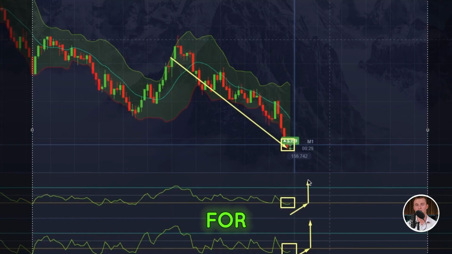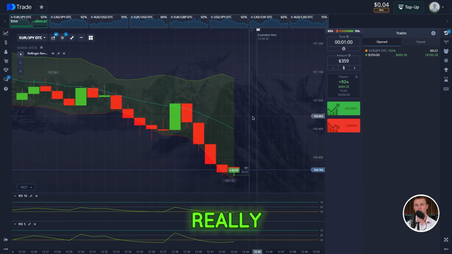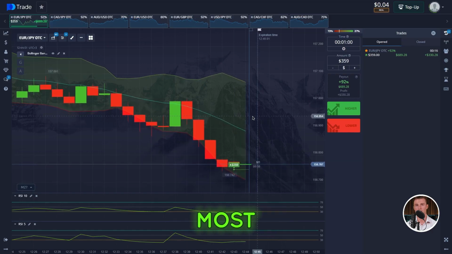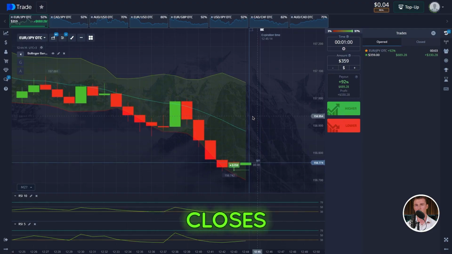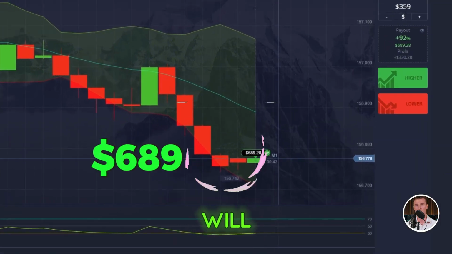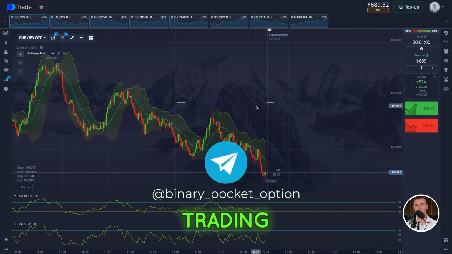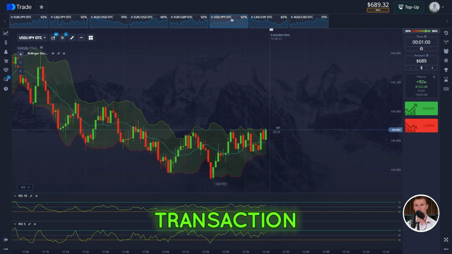The deal opens for an increase, as I said at the very beginning. The trading principle will really be the same. So to emphasize the result, I will try to make the most reliable trades. We want you to understand how to enter transactions correctly, and the next transaction closes as a plus. There were no problems. Again, we will change the amount and value of the transaction, continue trading, and select the next currency pair and open a downward transaction.